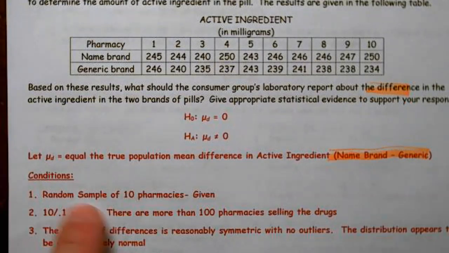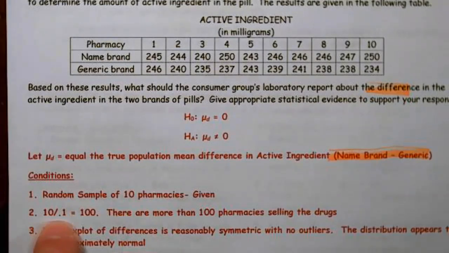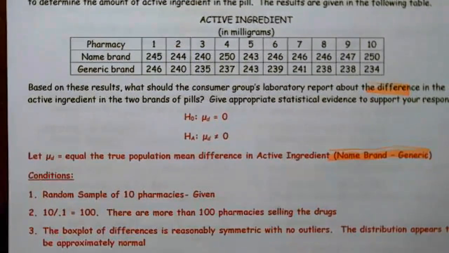So conditions, random sample of 10 pharmacies, they gave us that. 10 divided by 0.1, there are more than 100 pharmacies selling these drugs. All right.